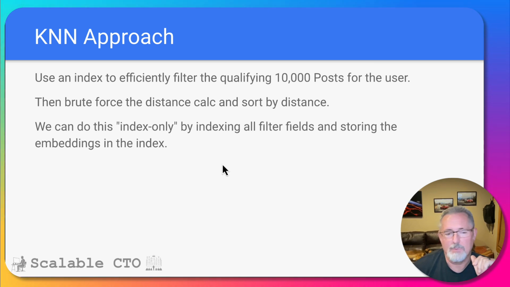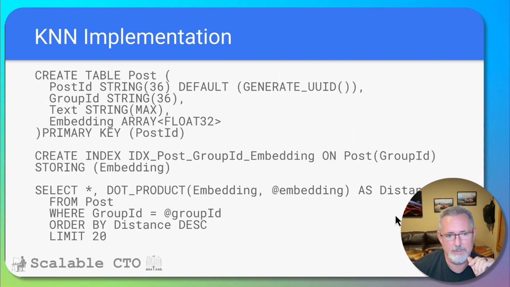There's a little bit of a hack we can do to make that faster, which is that if we store enough fields in the index, we can do this entirely in the index. So we can do this index only without ever having to do a table scan or read the actual records out of the table. And I'll show you how that actually works. So with KNN implementation, let's say we have this table called post. It has the post ID, the group ID, the text string, and then the embedding representing the text string. And then we create an index on the group ID, which is what we're going to filter on.